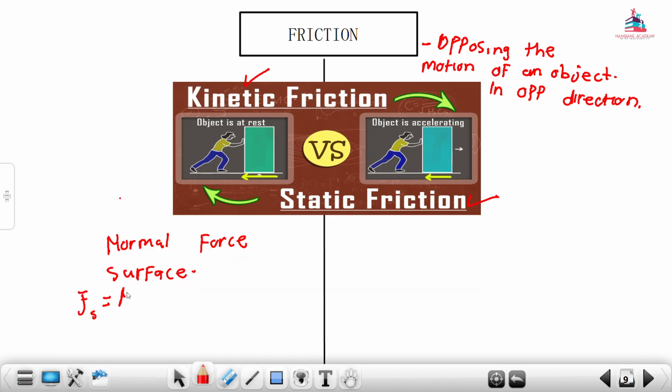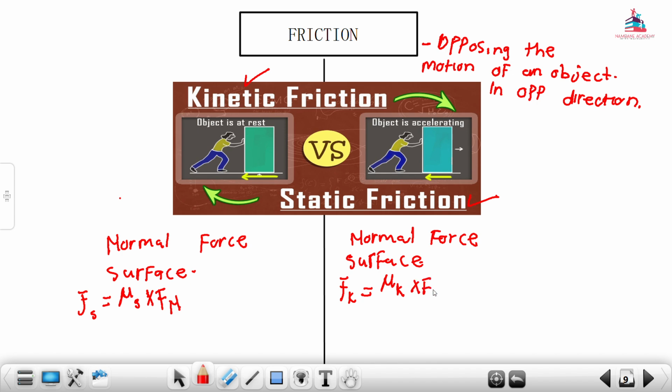There we go. So we are saying the static friction coefficient times our normal force. Then what about here? Once it starts moving, but on a rough surface, we still have normal force and we still have the surface. So it will be given by what? F kinetic, because it's now moving, equals the coefficient of kinetic friction times the normal force.